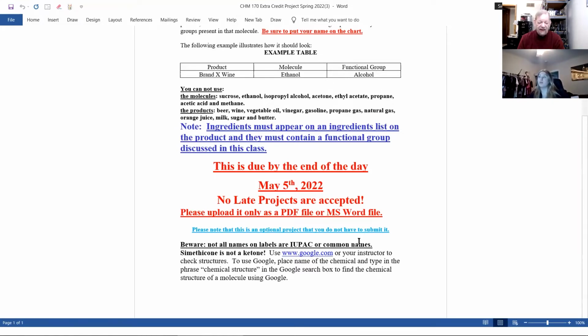Now, how can you find out what functional groups are in a molecule on an ingredient list? Look it up in Google, or you can ask me. By the way, when you use Google, put in the name of the chemical or substance, then add the words chemical structure. And one of the first 5 hits will usually be a chemical structure. And now you know how to read those.